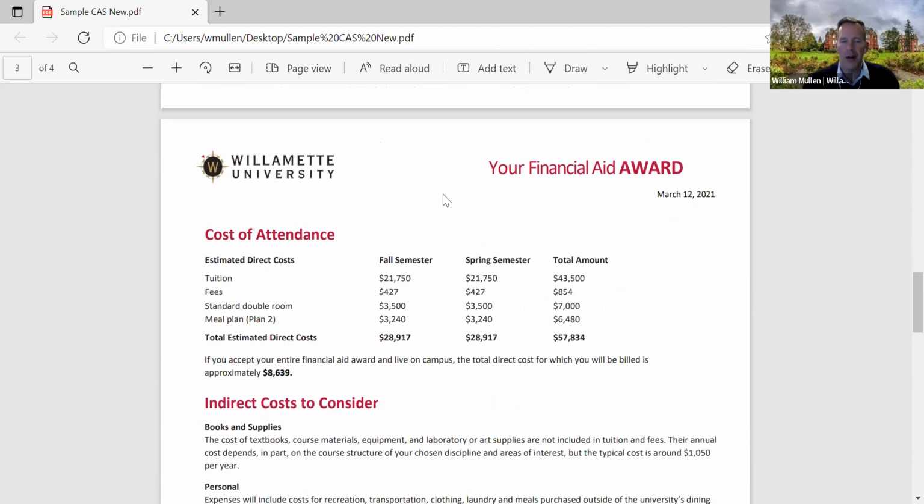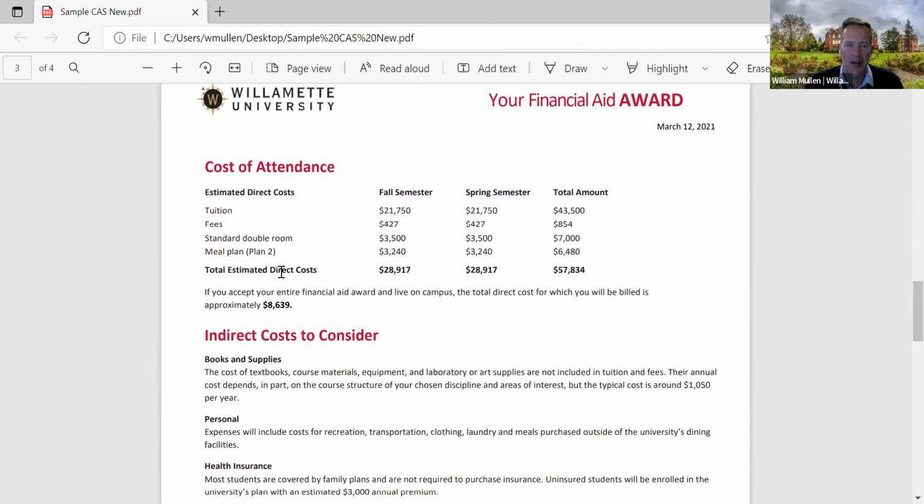So then we go through the cost of attendance and try to break this down and make it really simple too. So here's tuition, here's the fees, here's the basic double room. So we'll do an estimate of that. We'll do a meal plan as well. So estimate direct costs. And then we'll just break it out and say, okay, so the total direct costs minus your financial aid, this is what you're going to be billed, right?